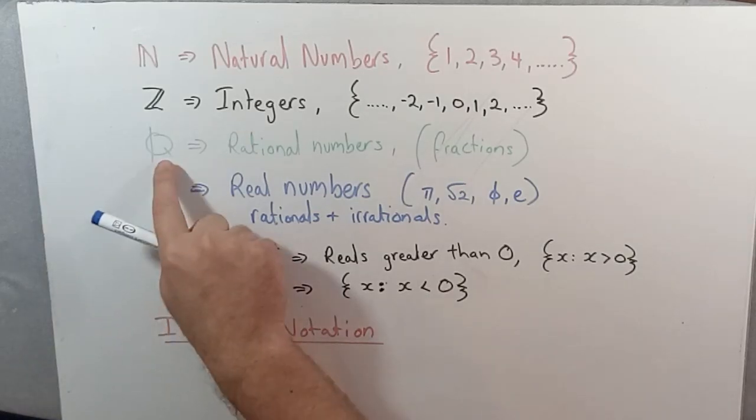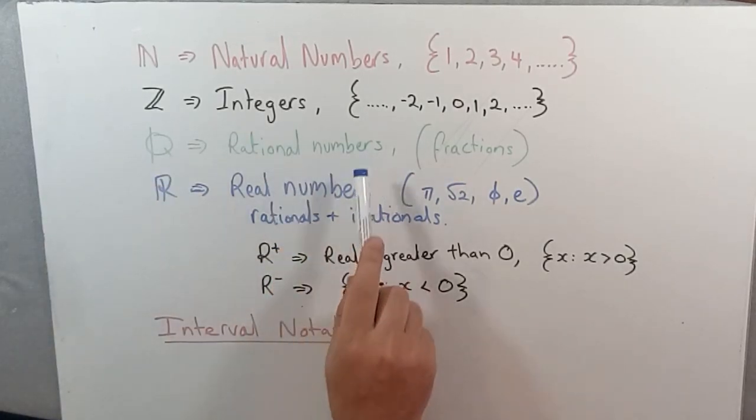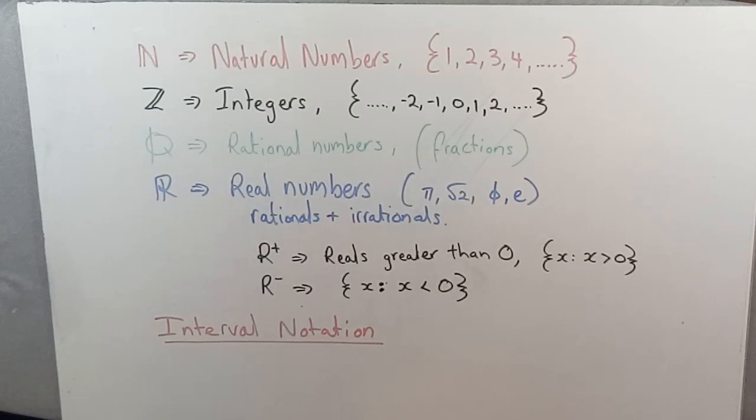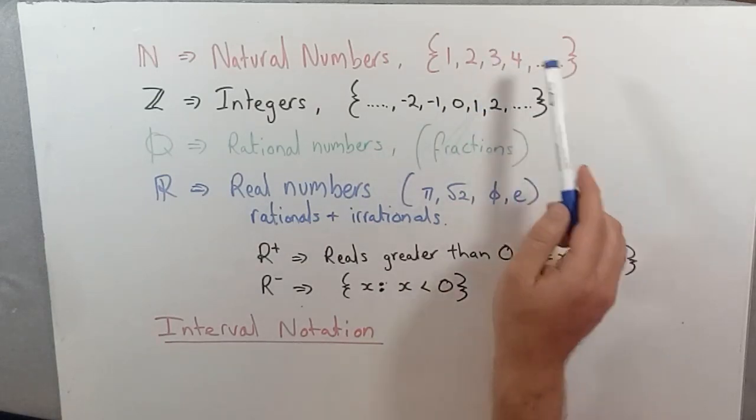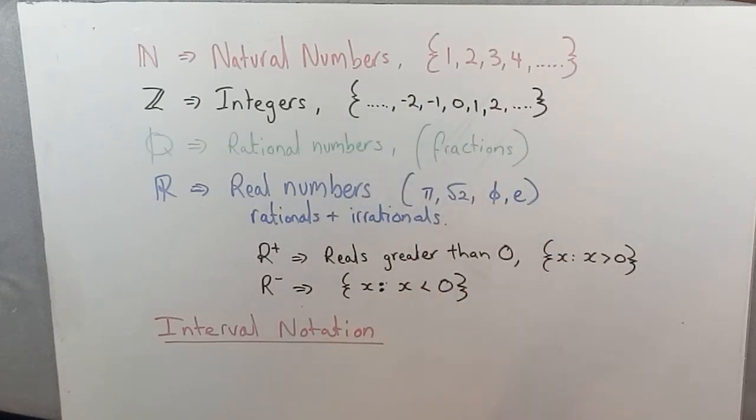The letter Q here represents the rational numbers. Now the rational numbers include the integers. Everything in the integers is included in the rational numbers, but it also includes all your fractions, your half, your 3/4, your 5 halves.